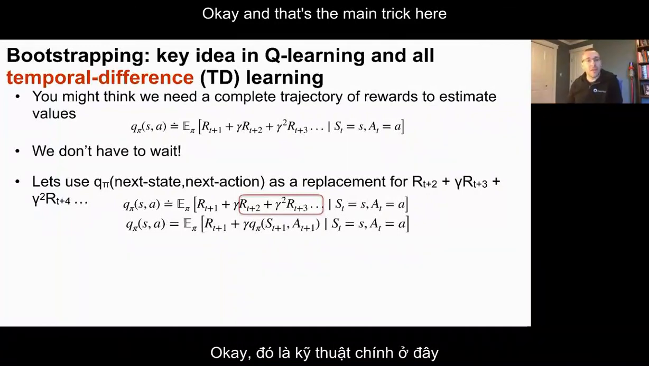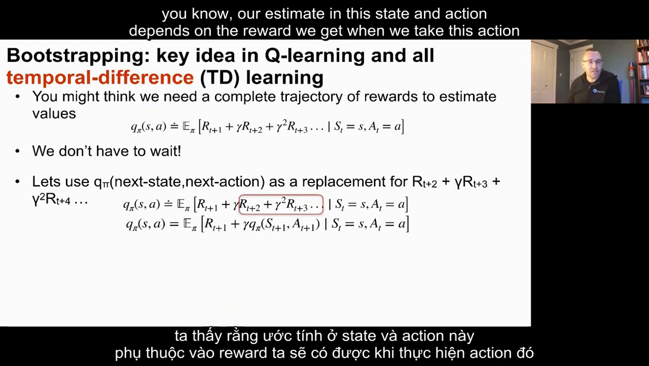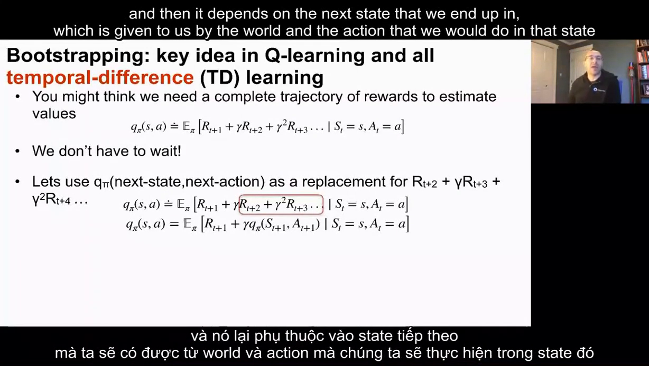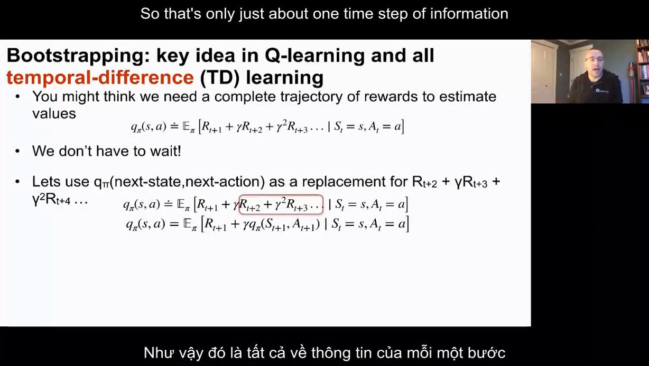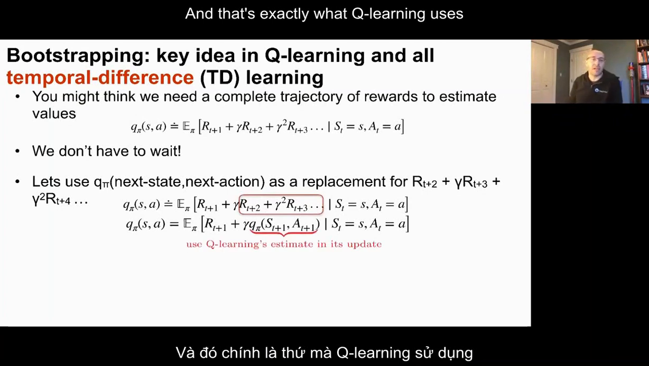Okay, and that's the main trick here, because now if we look at this equation, our estimate in this state and action depends on the reward we get when we take this action, and then it depends on the next state that we end up in, which is given to us by the world, and the action that we would do in that state. So that's only about one time step of information. We don't have to wait till the end anymore. And that's exactly what Q-learning uses.